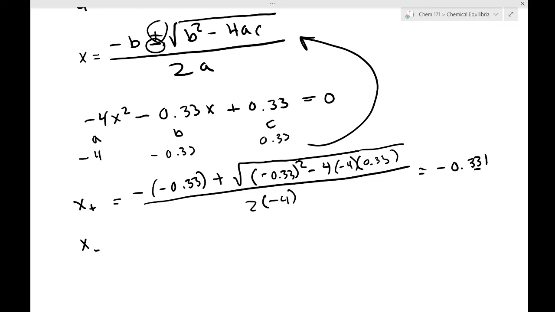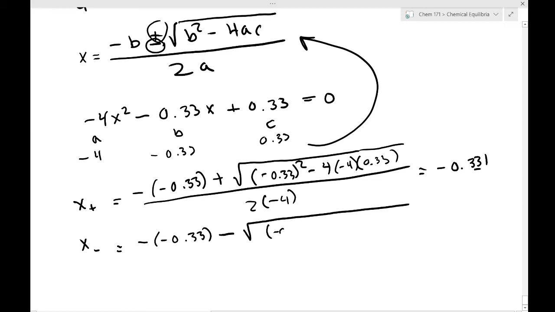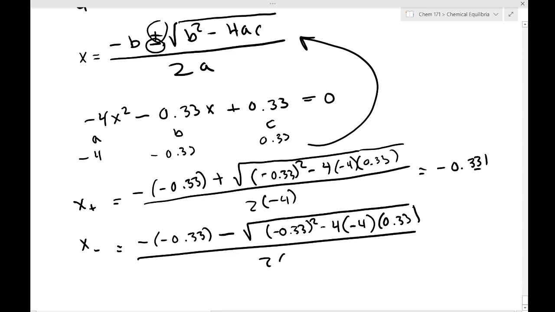Okay, so that's the first value, x plus. Now we can find x minus. So this is just 0.33, and this time I'm going to say minus the square root of -0.33 squared minus 4 times -4 times 0.33, divided by 2 times a. And this ends up equaling plus 0.249.